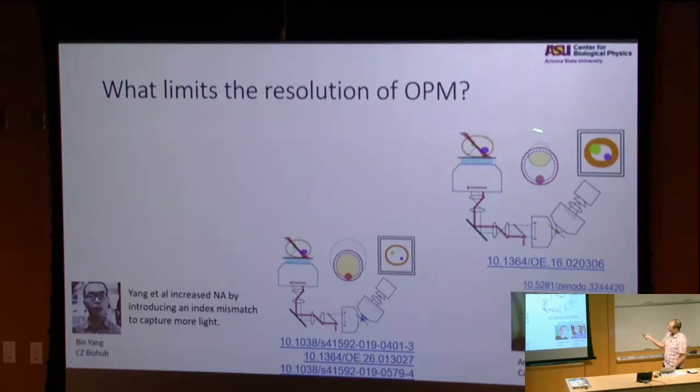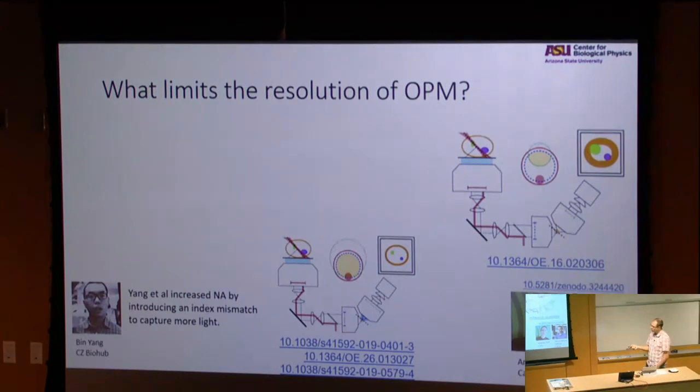Bin Yang thought about this carefully, and he said, well, what if we put a little water prism here? I can exploit Snell's law and bend the light back in so I capture more rays. So he published this. We tried to build one. It was horrible to align.